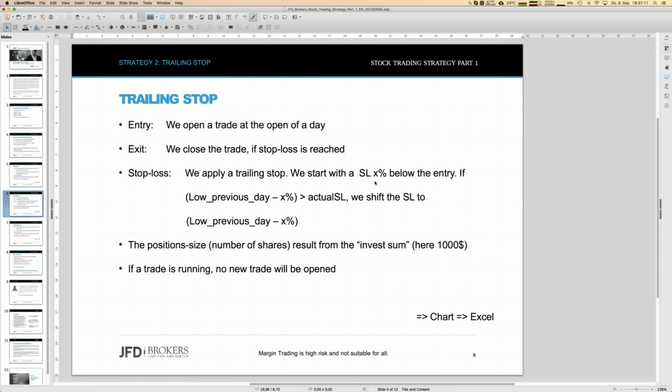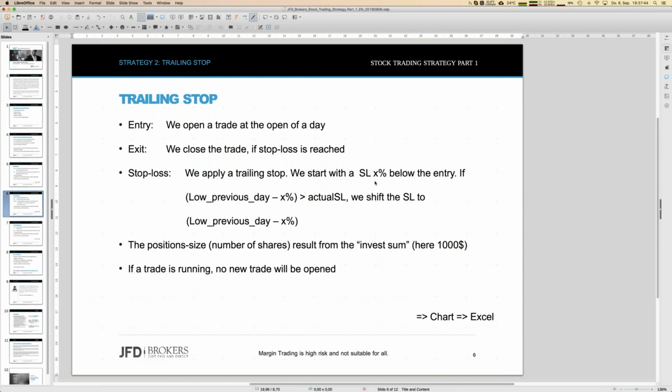Then we subtract, we take out the stop loss value and compare it as a percentage value to our actual stop loss, which we have. And now the decision is easy. If the new value is higher than the older value, we shift our stop loss. That's all. And that we do iteratively from day to day. Of course, stop loss is always shifted to the north, never to the south.